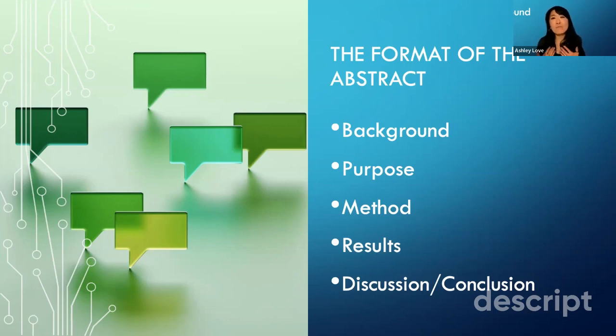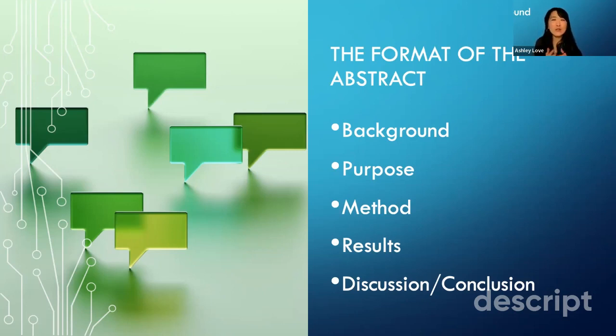There's going to be a method. If it's a policy paper, it's going to be like policy analysis, etc. The results of your paper, and then discussions and conclusions. That's going to discuss what the results mean. If you have enough room, it could be limitations as well as major recommendations for future research. So that's the format of an abstract usually.